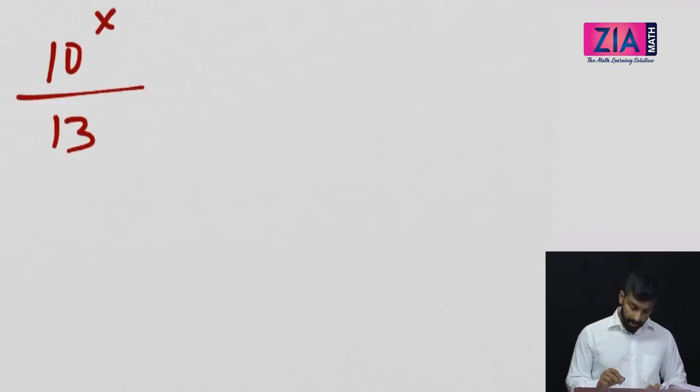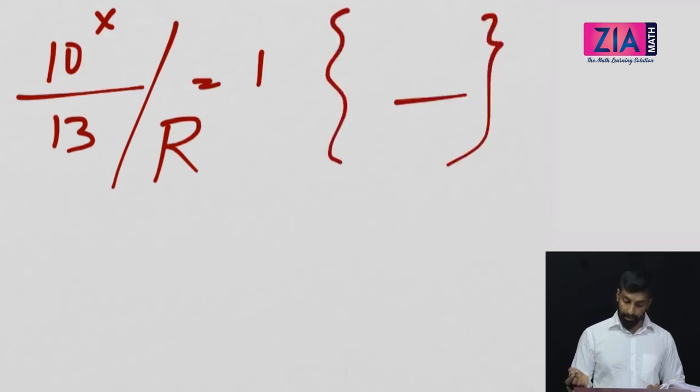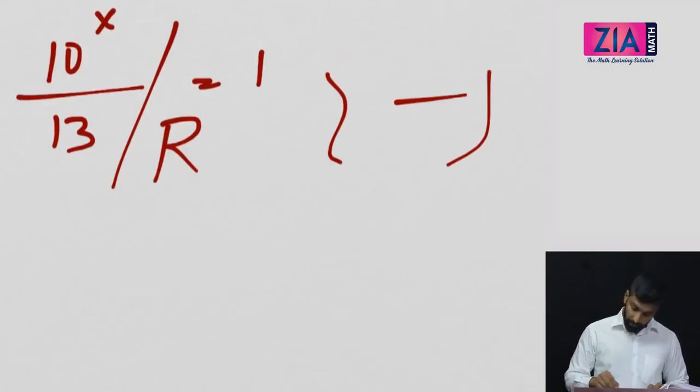Okay, how will you solve it? What they have given us is 10 raised to x divided by 13, and you are getting a remainder 1. If you divide 10 raised to x by 13, you will get a remainder 1. And if x is a natural number below 100, how many different values can x take? So how will you find the answer for this?